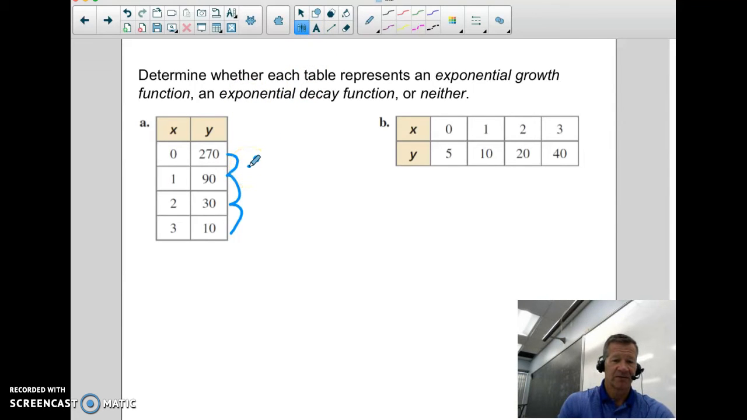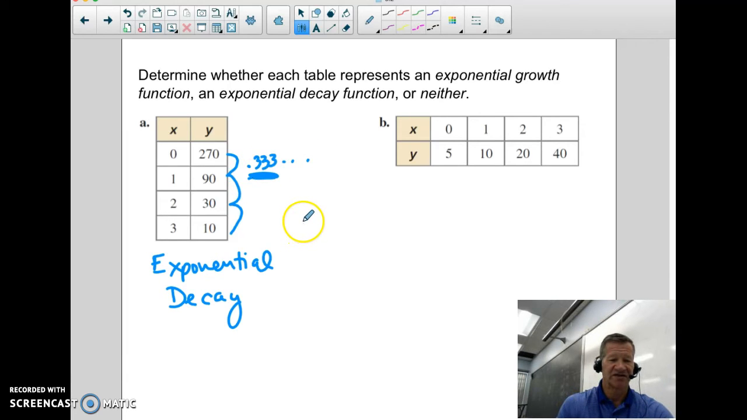Okay? And therefore, this is an exponential decay function. It's going down. Notice the rate at which it's going down is less than 1. It's a number between 0 and 1. There's your exponential decay. Okay?